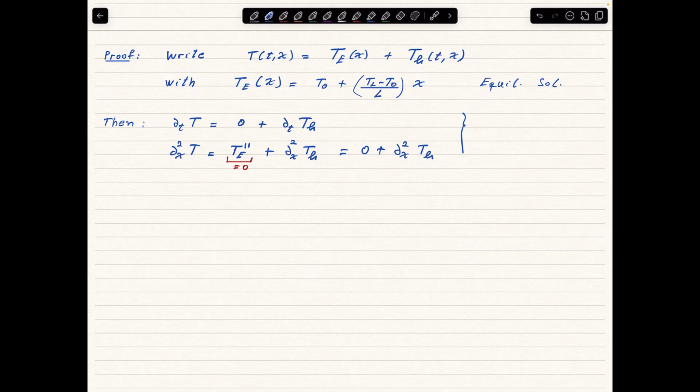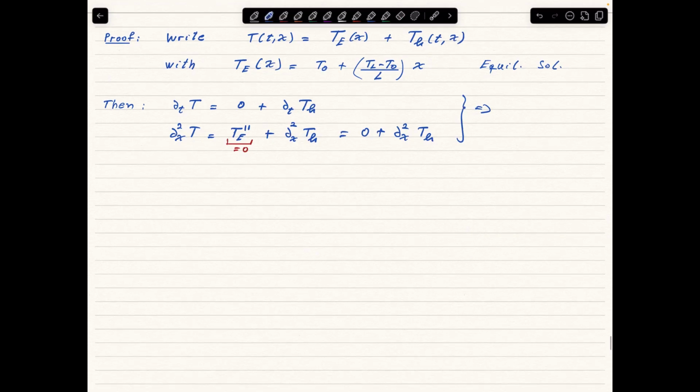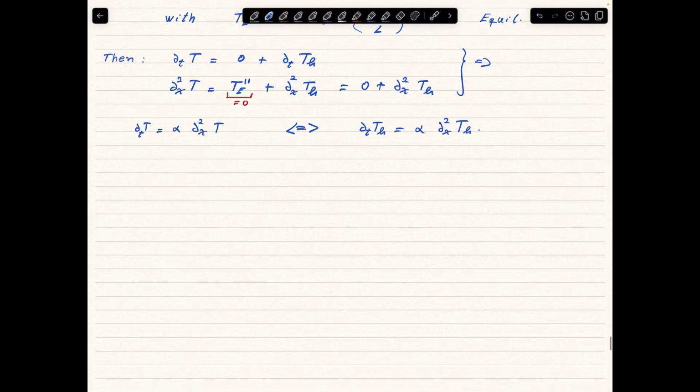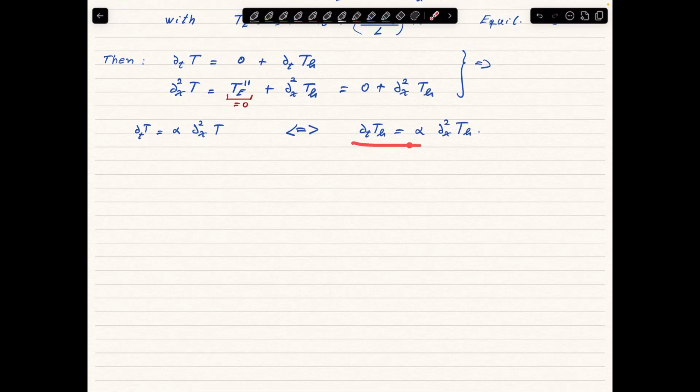Okay, so then the original function is going to satisfy the heat equation if and only if the function TH satisfies exactly the same heat equation. So this is our first conclusion. The function TH has to satisfy exactly the same partial differential equation as the original function temperature.